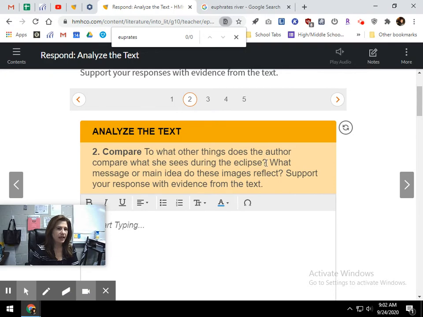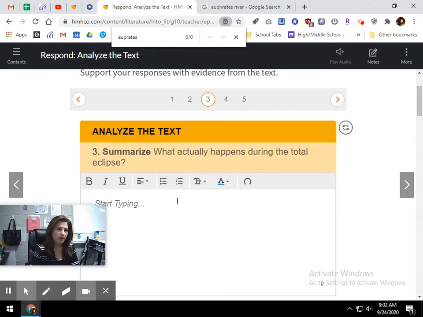So I would start this out with the author compares something and something in paragraph 13. This contributes to the message by showing us something, okay? And then I would give one more, and that would be your text evidence as well. 3, I'm not going to spend a lot of time.